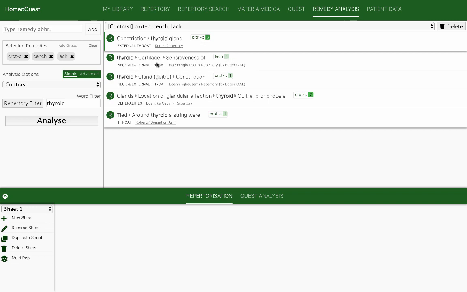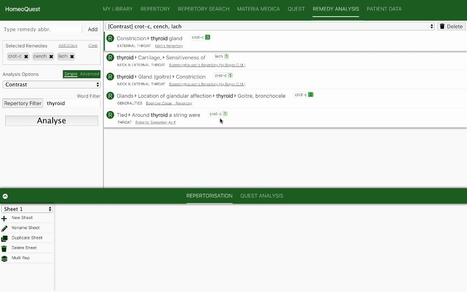And look at that. Constriction of the thyroid gland is crotalis cascavella. Lachesis has sensitiveness of the cartilage, not necessarily the gland. But look at that. Goiter, crotalis cascavella. Affections of the thyroid gland, crotalis cascavella. As if a string tied around her thyroid, crotalis cascavella.